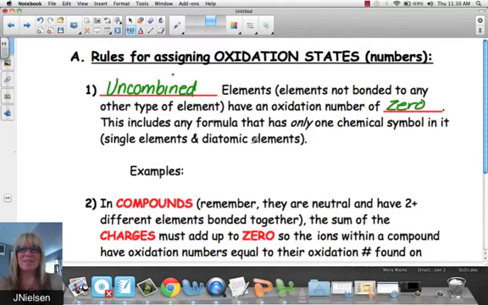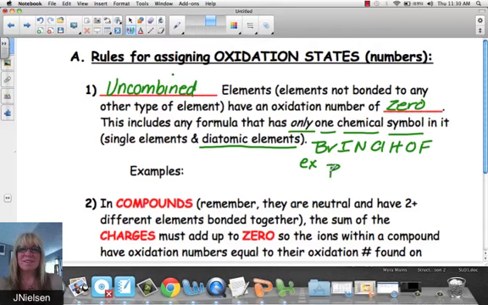This includes any formula that has only one chemical symbol, but it also includes the diatomic elements. So anytime I have, for example, Br2, it's going to get assigned a 0 oxidation state, as are F2 and H2.